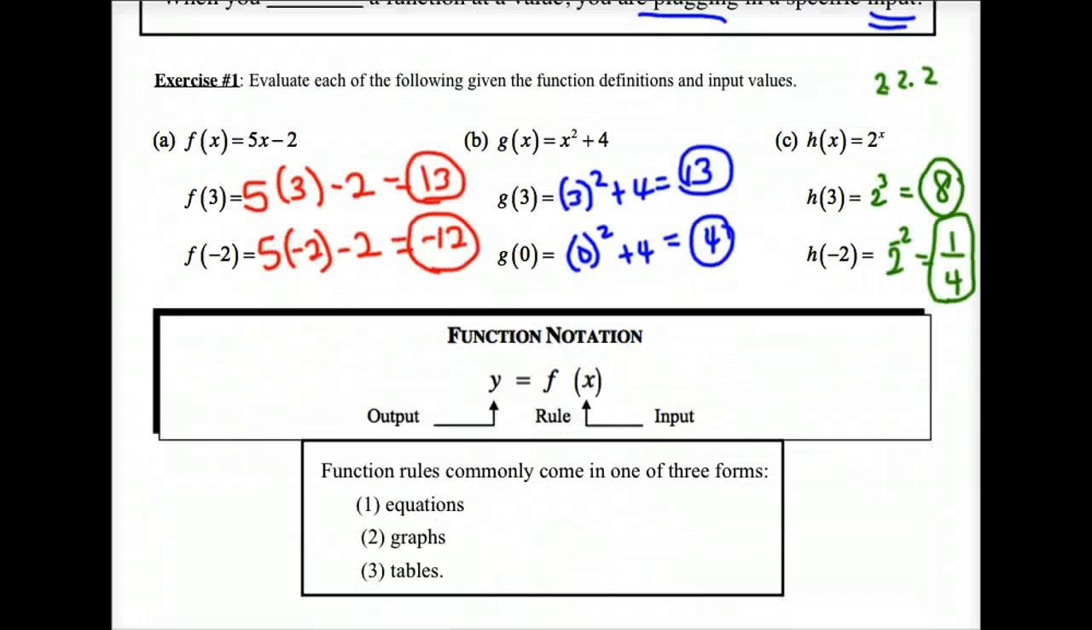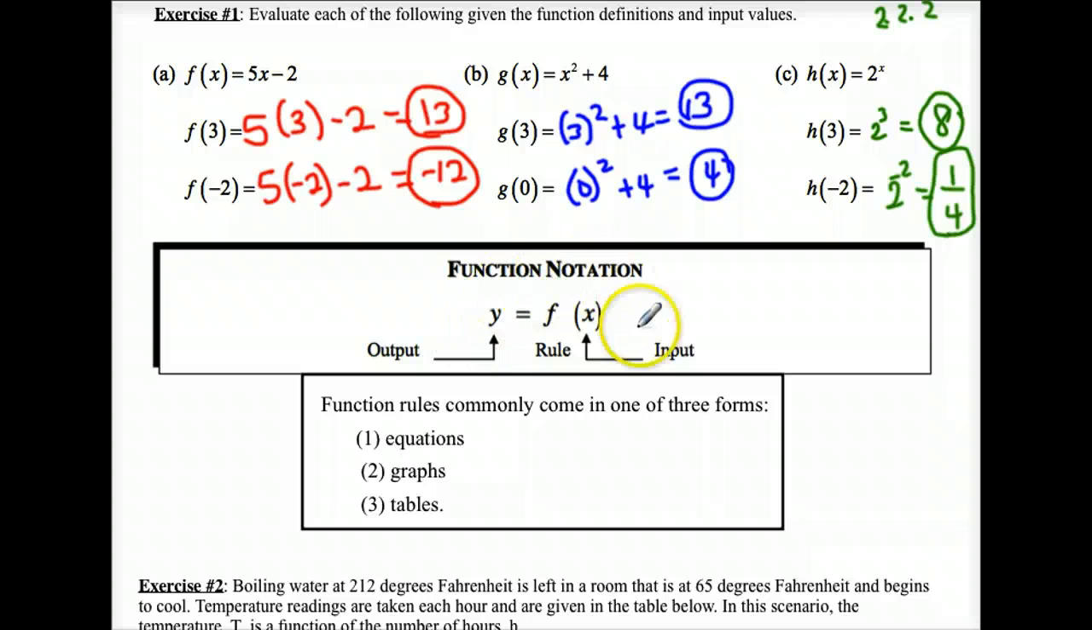So, function notation. You always see y is equal to f of x, some kind of output, and this is my rule. My x is what I'm going to be inputting. Function rules come in 3 forms: equations, graphs, and tables.